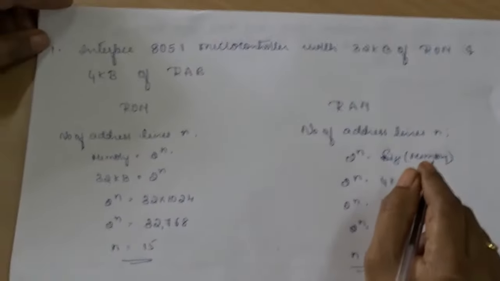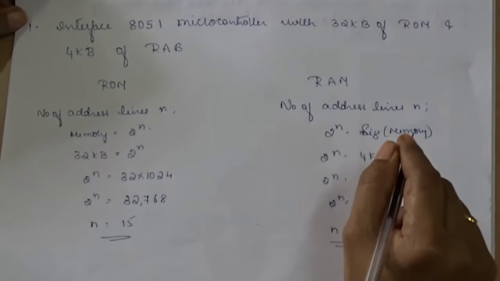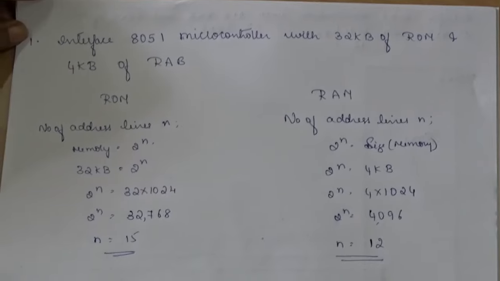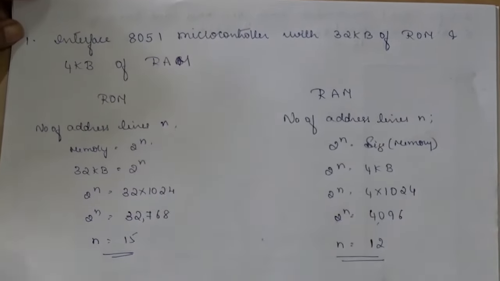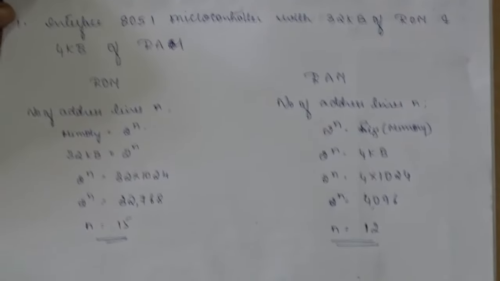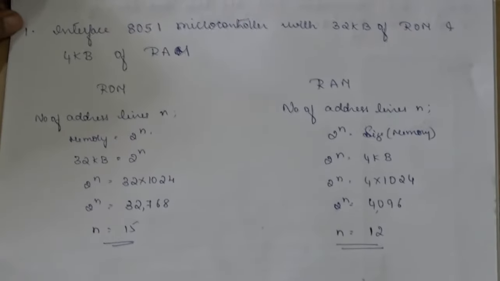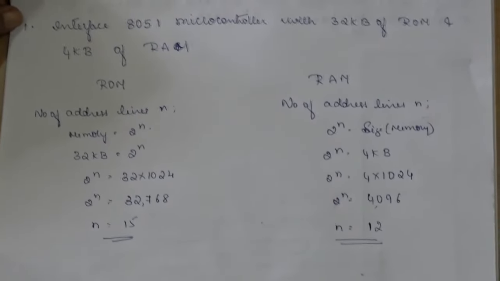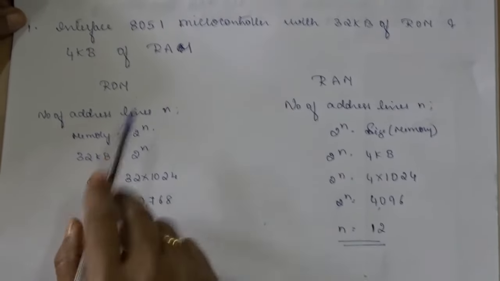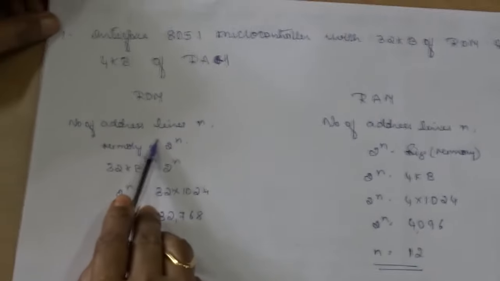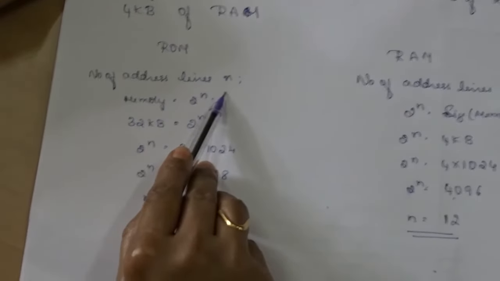Let us see how to interface 8051 microcontroller with 32 kilobyte of ROM and 4 kilobyte of RAM. First, we need to see how many address lines are required in order to make the connection with ROM as well as RAM. Let me consider ROM. So the number of address lines, let me say it is n.